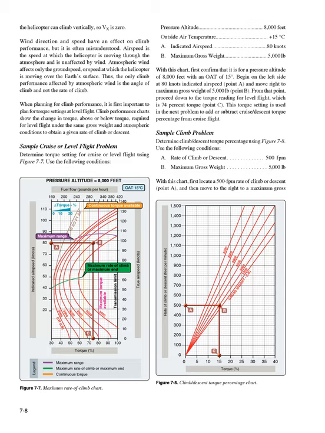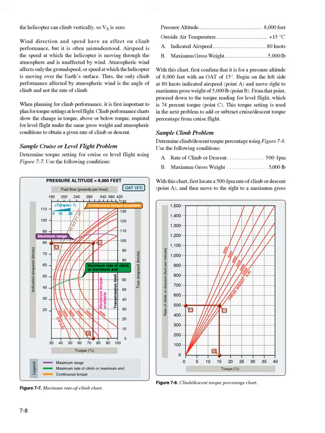Wind direction and speed have an effect on climb performance, but it is often misunderstood. Airspeed is the speed at which the helicopter is moving through the atmosphere and is unaffected by wind. Atmospheric wind affects only the ground speed, or speed at which the helicopter is moving over the Earth's surface. Thus, the only climb performance affected by atmospheric wind is the angle of climb and not the rate of climb.